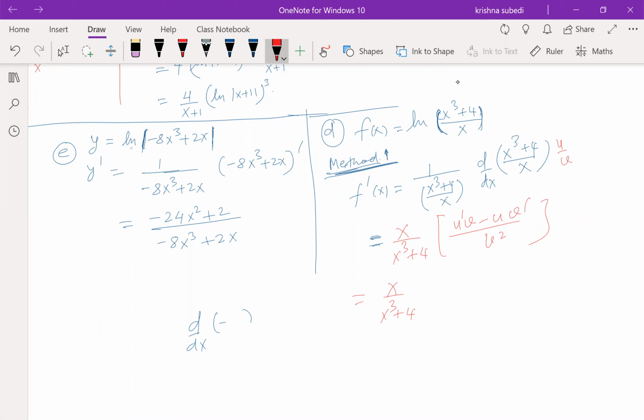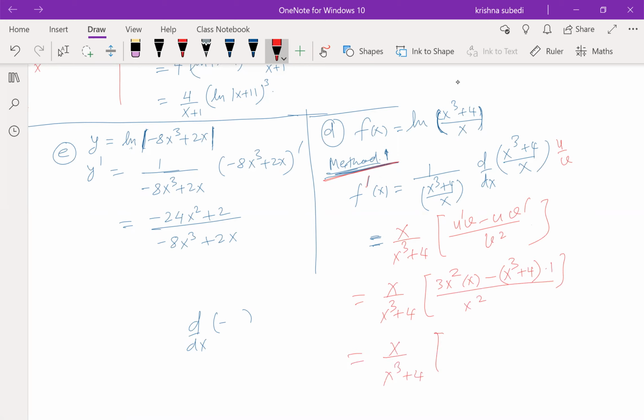Okay, so using the quotient rule here, using the logarithmic rule, we have 1 over x cubed plus 4 over x, and then the derivative of this inside part, and then you flip it, you're going to get x over x cubed plus 4, and using the quotient rule, so that will be u prime, which is 3x squared, and copy v, which is x, minus copy u, x cubed plus 4, and then the derivative of v, which is 1, over v squared, which is x squared.